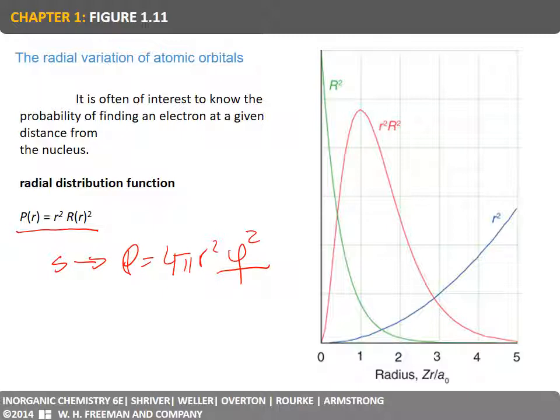So what does this give us? Well, if we know the value of P at some radius r, we can state basically the probability of finding that electron somewhere in that shell, simply by multiplying P by dr.